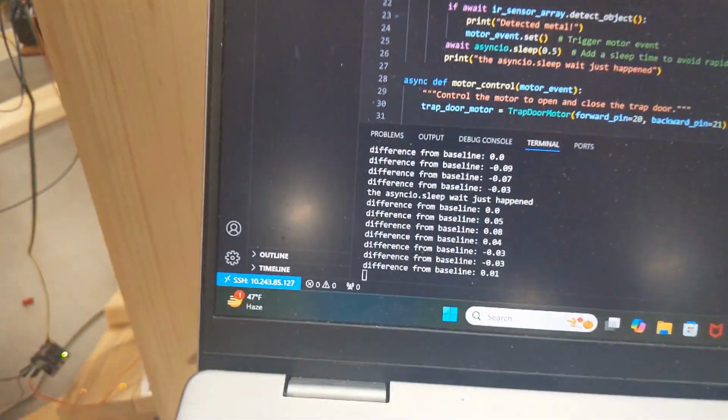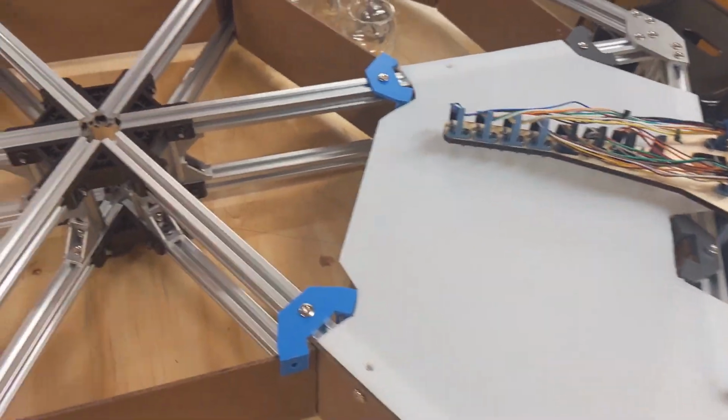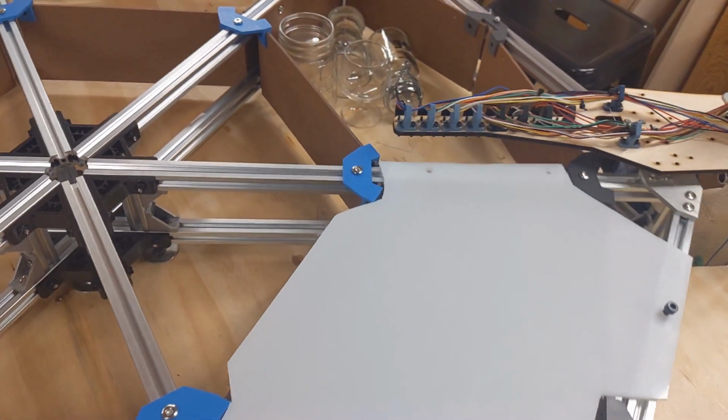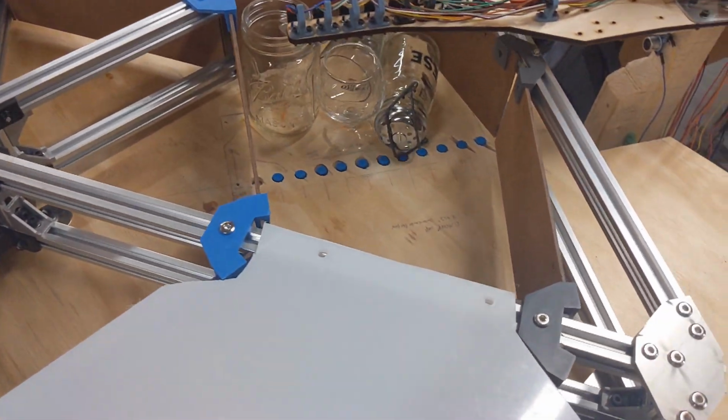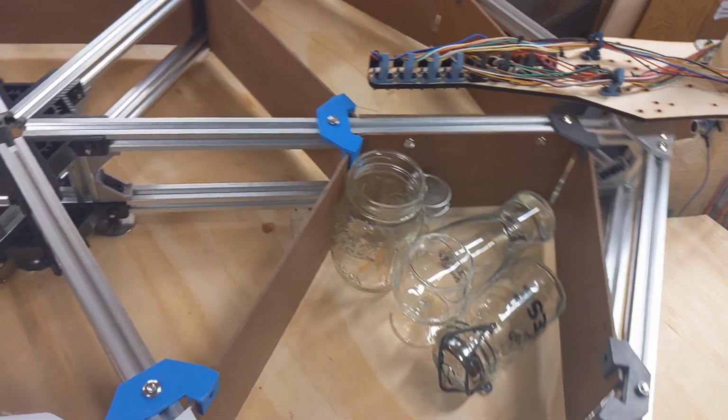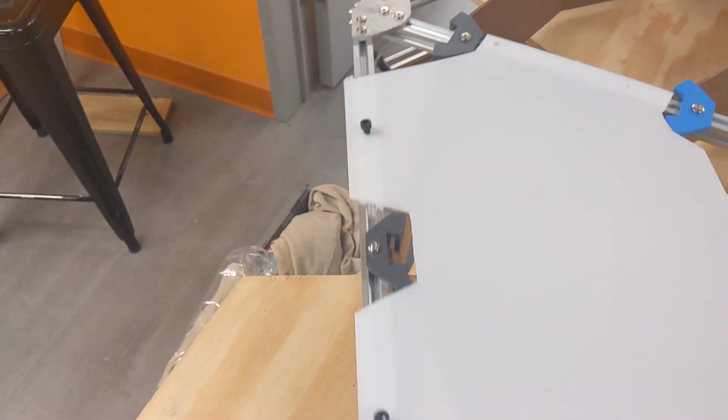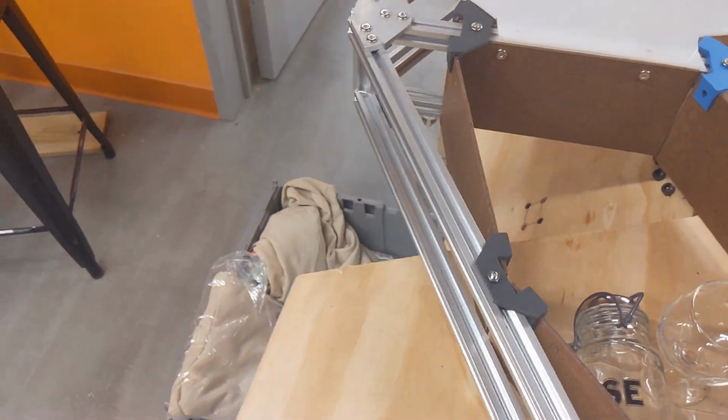As you can see here, the IR sensor is outputting relatively low difference with respect to the expected glass. And so now once we run this past, we should see, even if we move it at a decently high speed, that the trapdoor opens here and the glass would fall off.